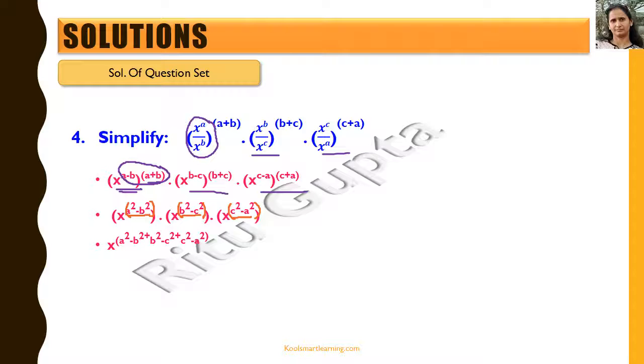So now simplify using the other law of exponent, which says x raised to power a into x raised to power b will become x raised to power a plus b. So using that we add these exponents together and we see minus b square cancels out with plus b square, minus c square with plus c square, minus a square with plus a square, and that takes us to x raised to power 0, which is equal to 1 as per the law of exponent.